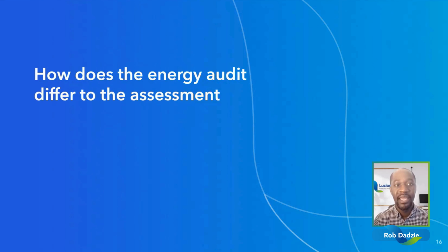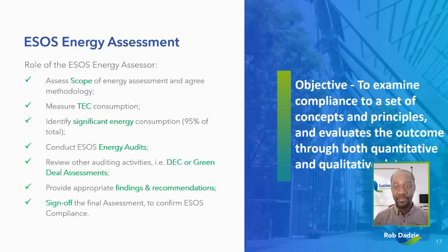So how does the energy audit then differ to the assessment? If we explore the assessment first, the assessment demonstrates how an organization can improve its performance, including its energy use, consumption, and energy efficiency. The role of the energy assessor is to set the scope and agree a methodology with the participant. The assessor will measure your total energy consumption, your TEC, and identify the 95% of total energy consumption that should be included. What is significant to your business? They'll also identify the de minimis allowance, if there is one.